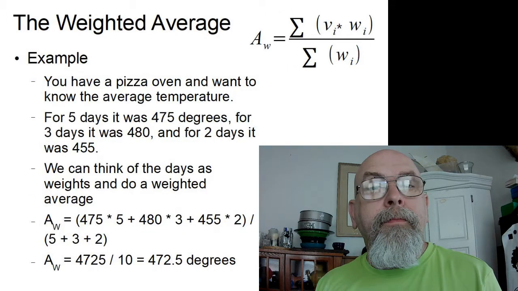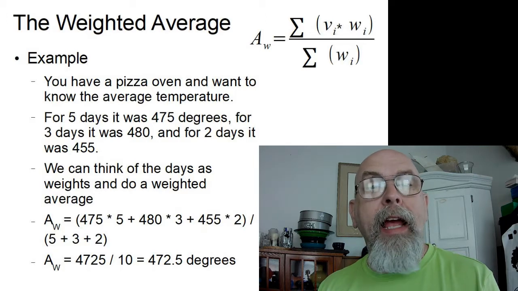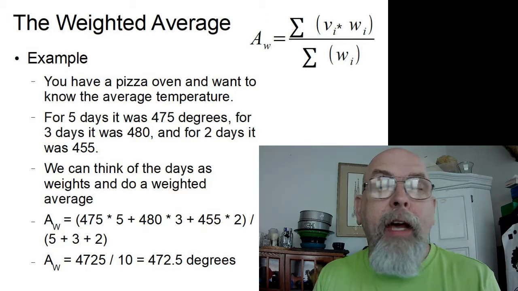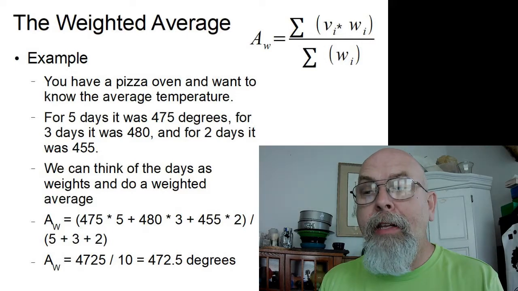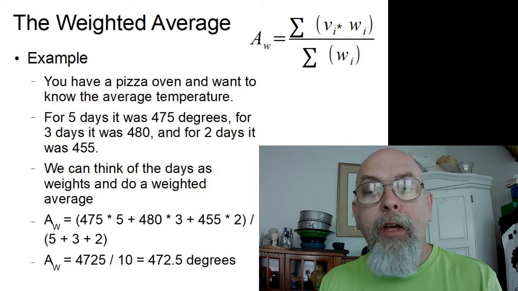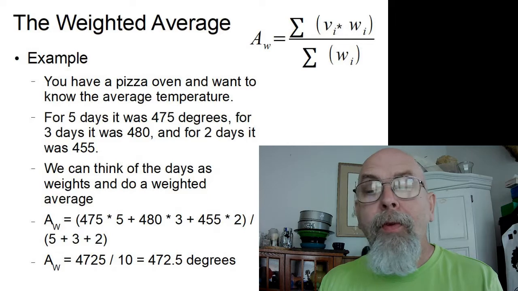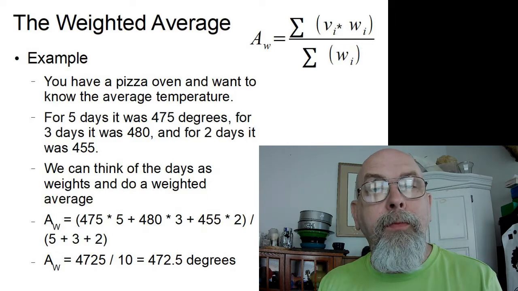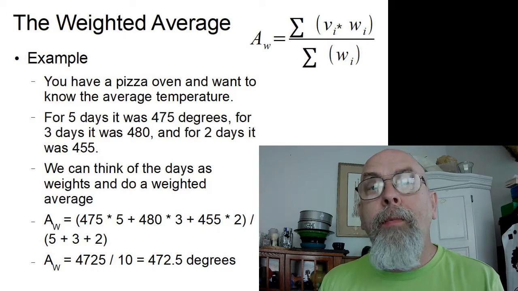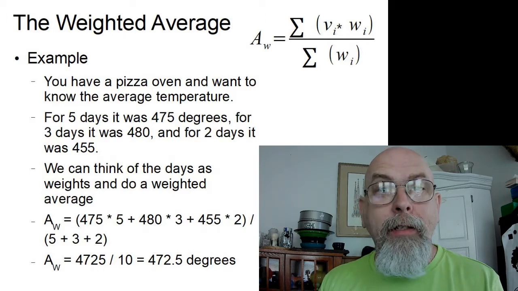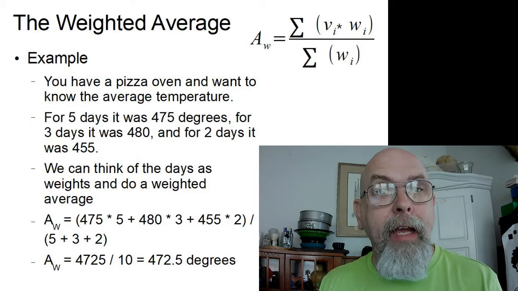For example, you're operating a pizzeria and you want to calculate the weighted average of the temperature of your pizza oven. In our example here, we have had a temperature of 475 degrees on 5 days, 480 degrees on 3 days, and for 2 days it was measured at 455 degrees. We can use the number of days as the weight to multiply each of the values by and then sum up the weights at the end to divide.